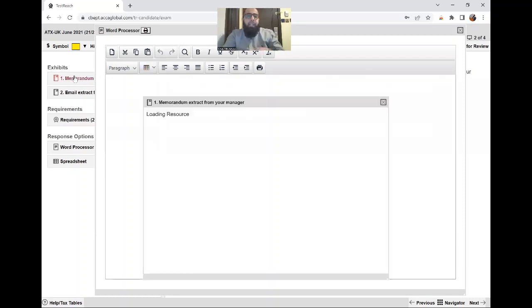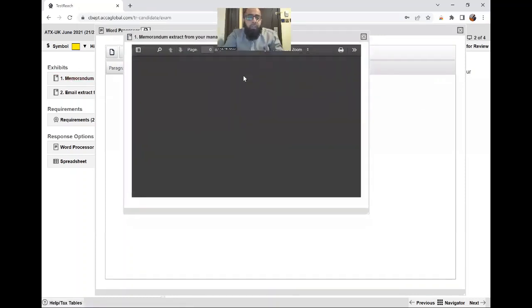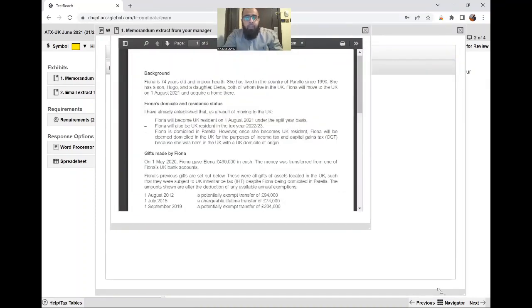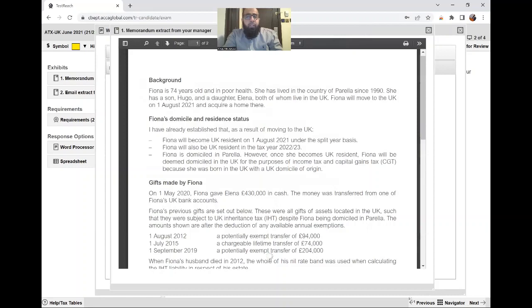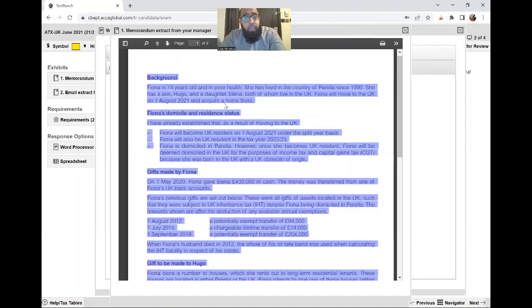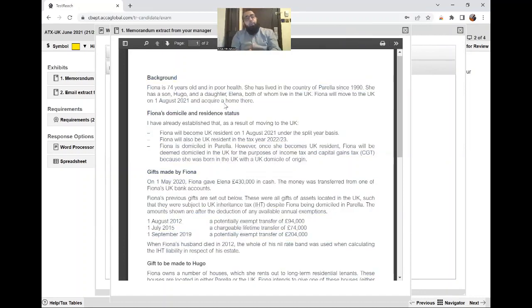Now let's read the memorandum extract from your manager. Fiona is 74 years old and is in poor health. She has lived in the country of Kerala since 1990. She has a son Hugo and a daughter Elena, both of whom live in the UK. Fiona will move to the UK on 1st August 2021 and acquire a home there.